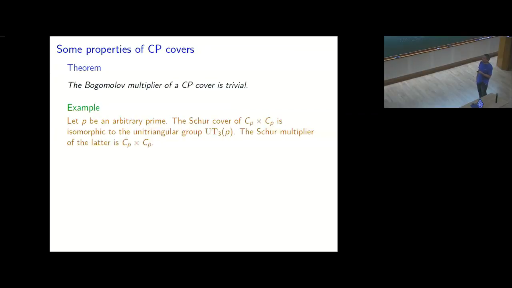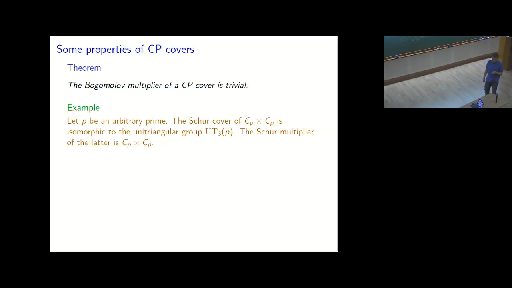Okay, so there are some properties of CP covers which are different from the properties of the usual covers, the covering groups, and I want to point out two of these. The first one is that the Cohomology multiplier of a CP cover is always going to be trivial. This is not the case with the Schur multiplier and the usual cover. You have a simple example: take the Schur cover of the elementary abelian group of rank 2. This is just the unitriangular group of dimension 3, and the Schur multiplier of this one is CP cross CP, so it's not trivial.